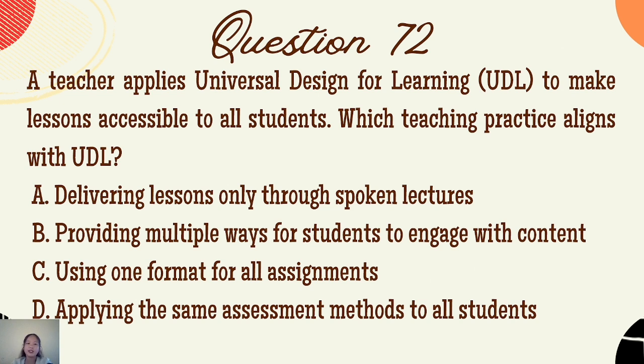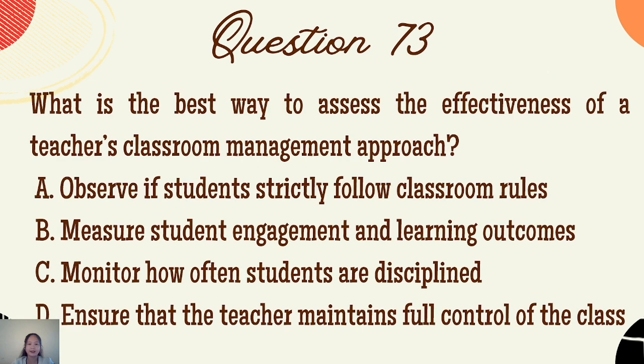Now let's proceed to question number 73. What is the best way to assess the effectiveness of a teacher's classroom management approach? The correct answer is letter B: measure student engagement and learning outcomes.